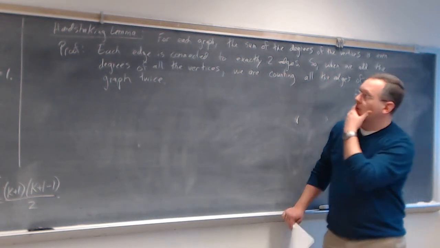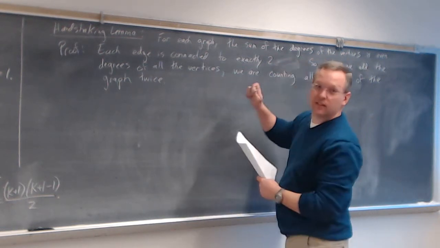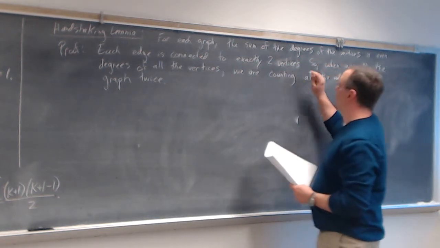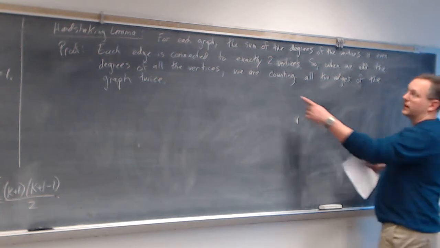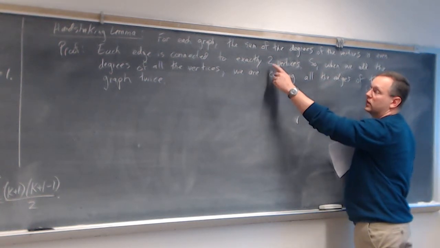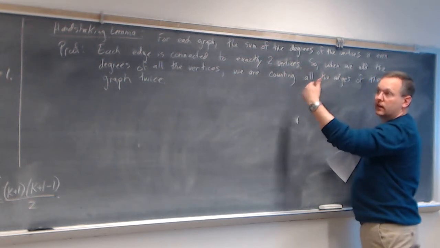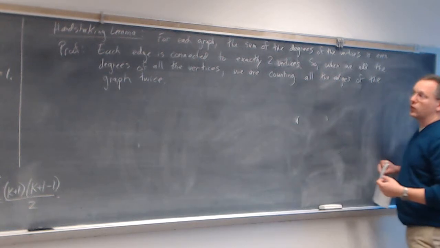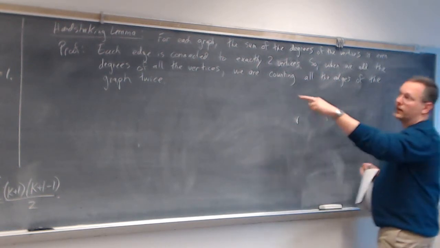It's connected to exactly 2 vertices? Yeah, sorry. Thank you. So each edge is connected to exactly two vertices. So when we add up the degrees of all the vertices, we're going to be counting that edge twice. For each vertex, that edge is going to add a 1 into that degree. So when I add up all the degrees, you're counting each edge twice.